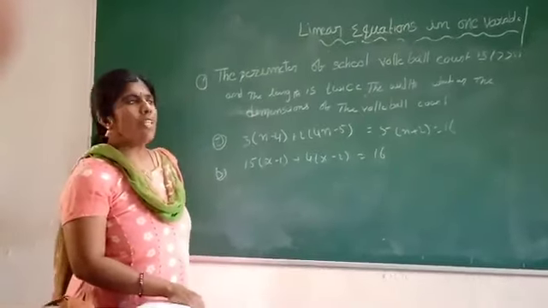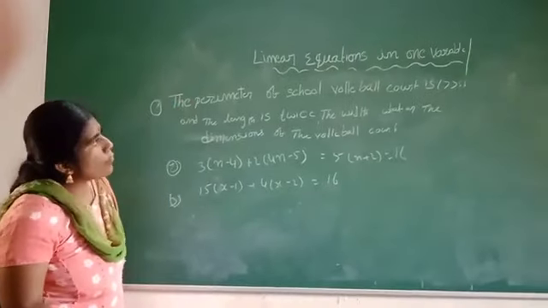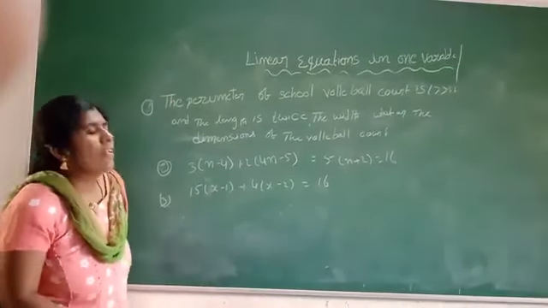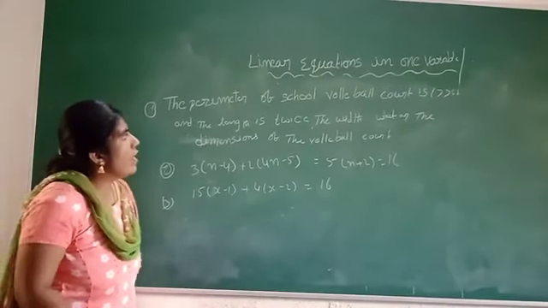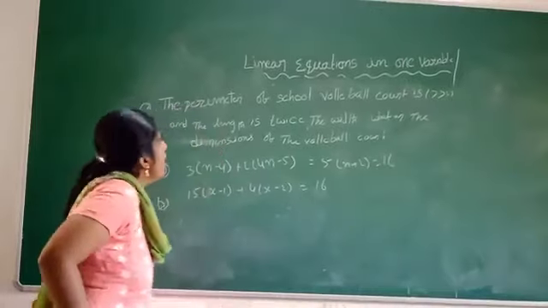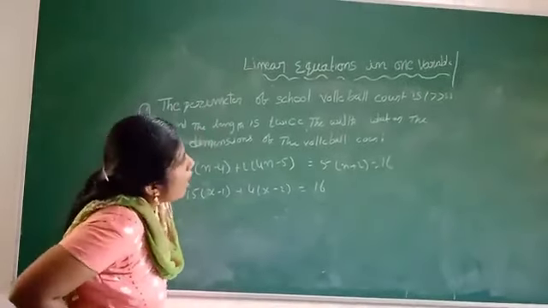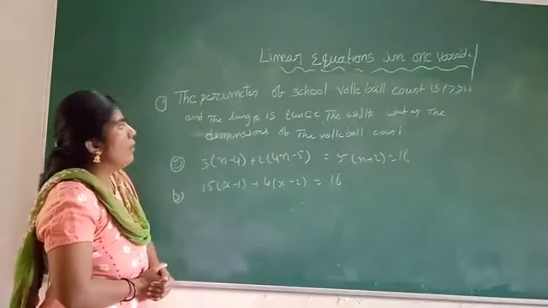Open your notebooks, write down the homework, children. First question, the perimeter of a school volleyball court is 177 feet and the length is twice the width. What are the dimensions of the volleyball court?